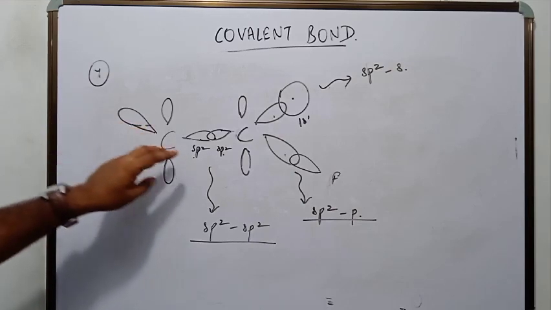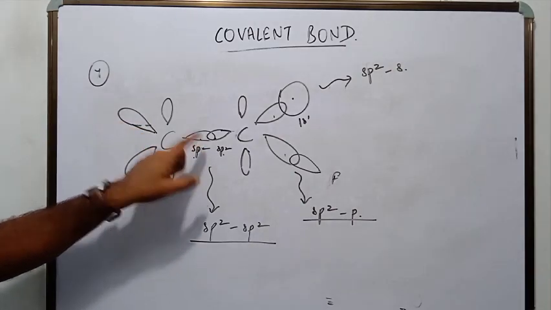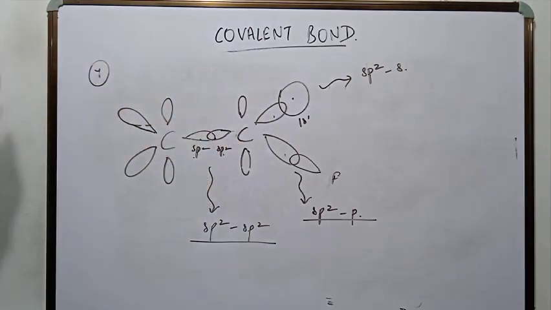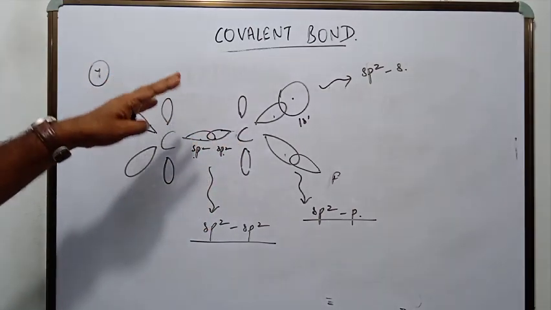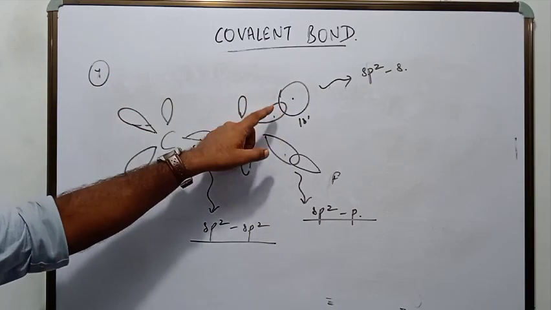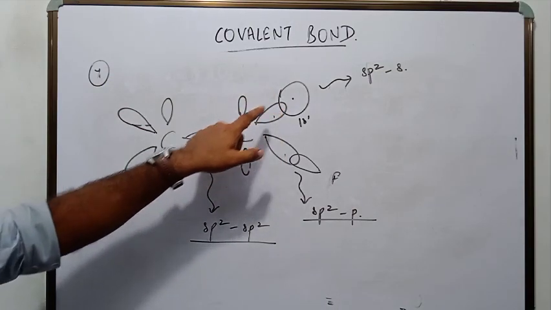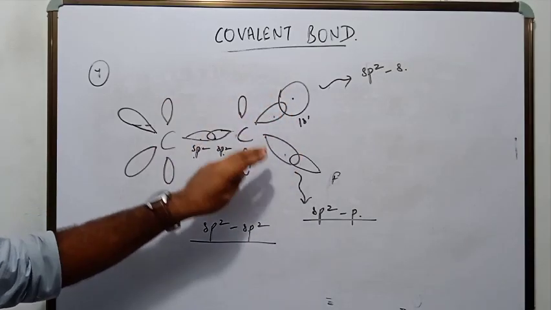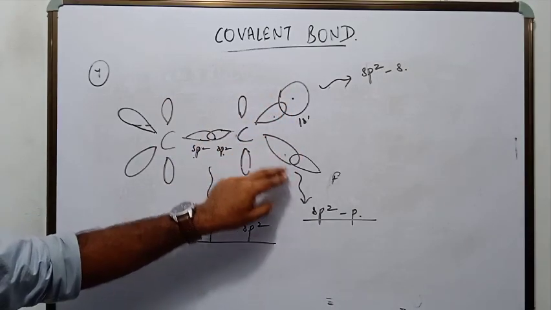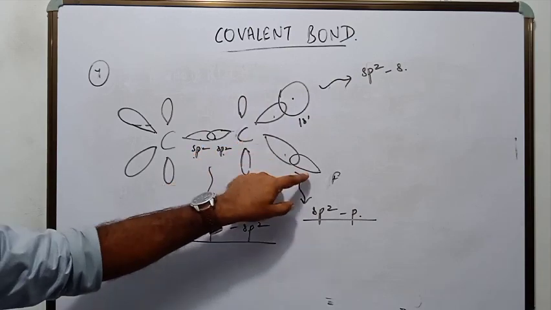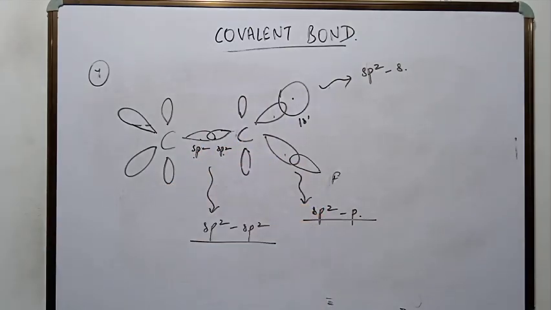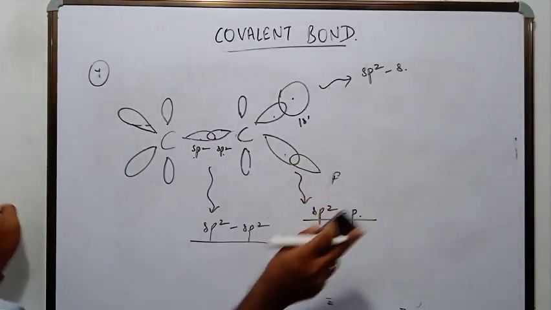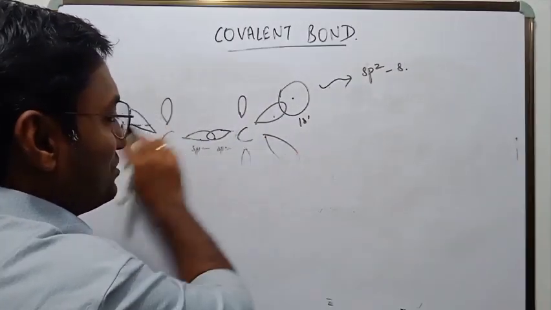Head-on overlap can occur between the sp2 hybrid orbital of one carbon and the sp2 hybrid orbital of another carbon, resulting in a sigma bond. It can also occur between the sp2 hybrid orbital of carbon and the s orbital of hydrogen, resulting in a sigma bond. It can also occur between the sp2 hybrid orbital of carbon and the p orbital of fluorine, chlorine or bromine. So these all are examples of sigma covalent bonds, right?